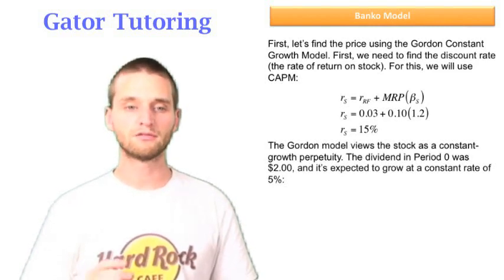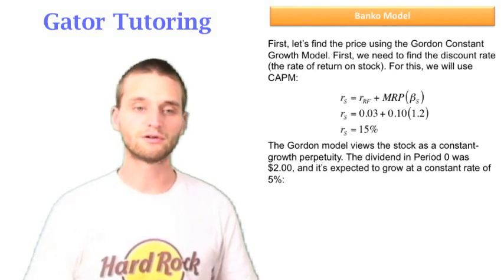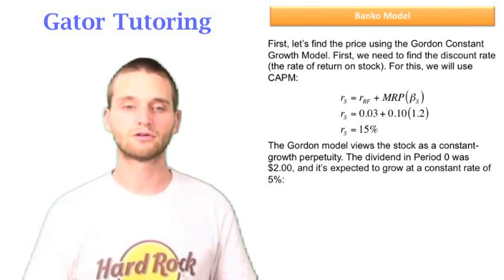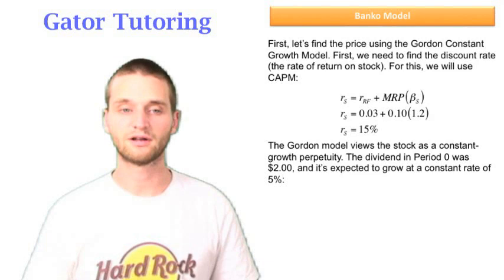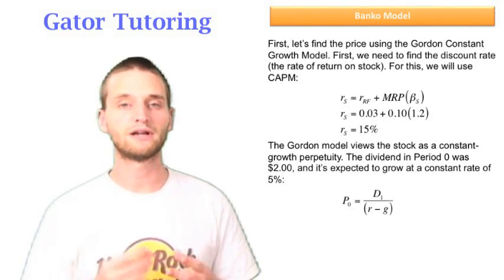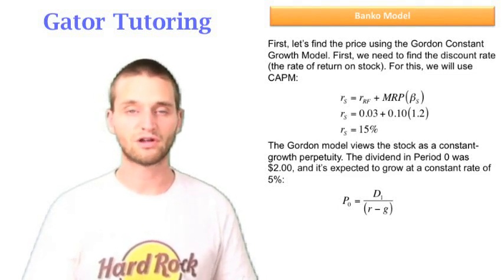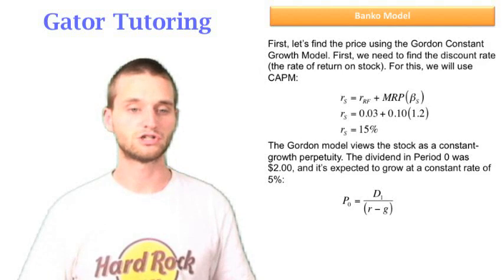The Gordon model views a stock as a constant growth perpetuity. The dividend in period 0 was $2, and it's expected to grow at a constant rate of 5%. So we use this formula to find the price in year 0. Remember, we need the dividend as of year 1, and we divide it by the rate of return, the discount rate R, minus the growth rate G.